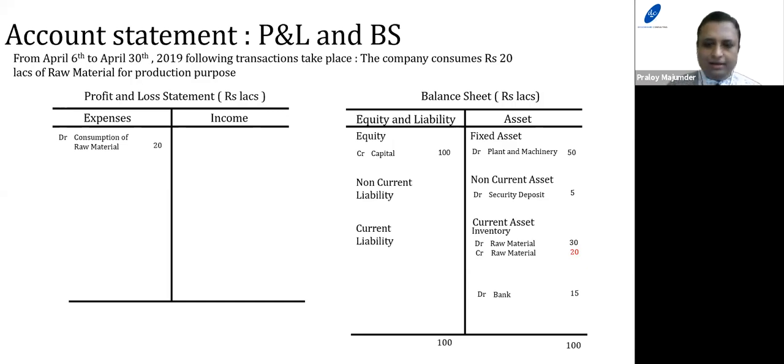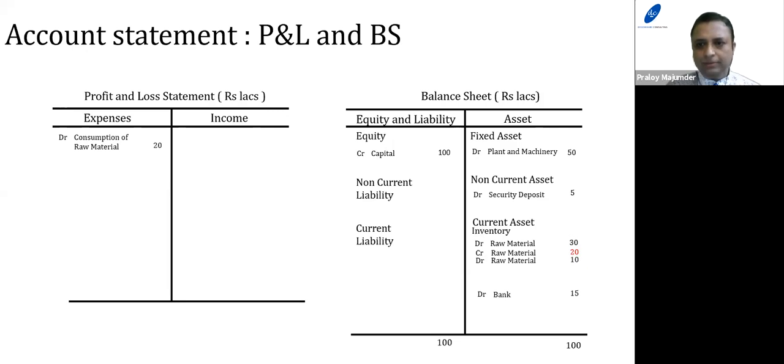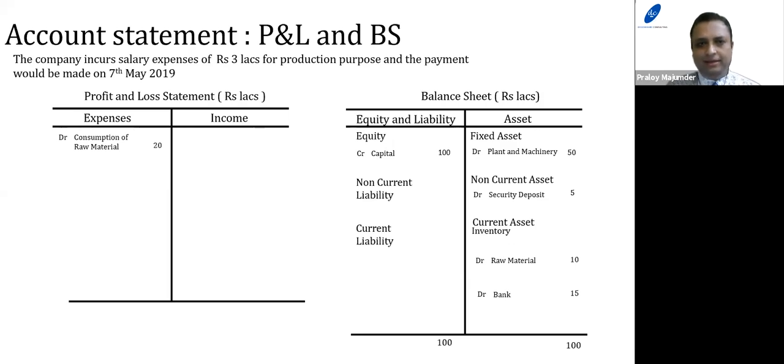Now, let us look at it. So, what would be the closing balance? The raw material would be 10. Now, bank balance would be 15. And if I look at it, that is the right-hand side. If you see, right-hand side is 100. That is, asset is 100, liability is 100.